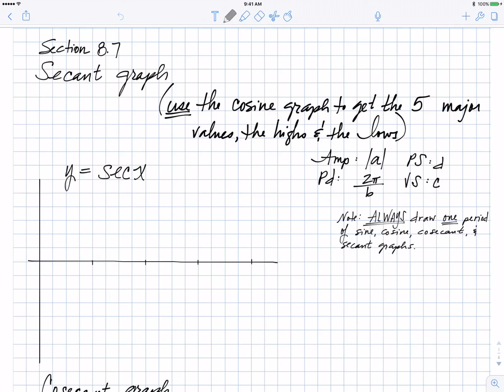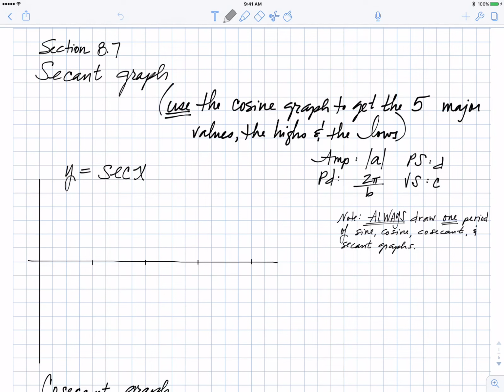Hey folks, so this is going to be section 8.7, and I'd like to work on the secant and the cosecant parent graphs. Let's start with secant. In order to get your secant parent, you have to remember what the cosine graph looks like. So let's get the 5 major values, the highs, the lows, the x-intercepts from our cosine graph, and then we'll take that and use it to get our secant graph.